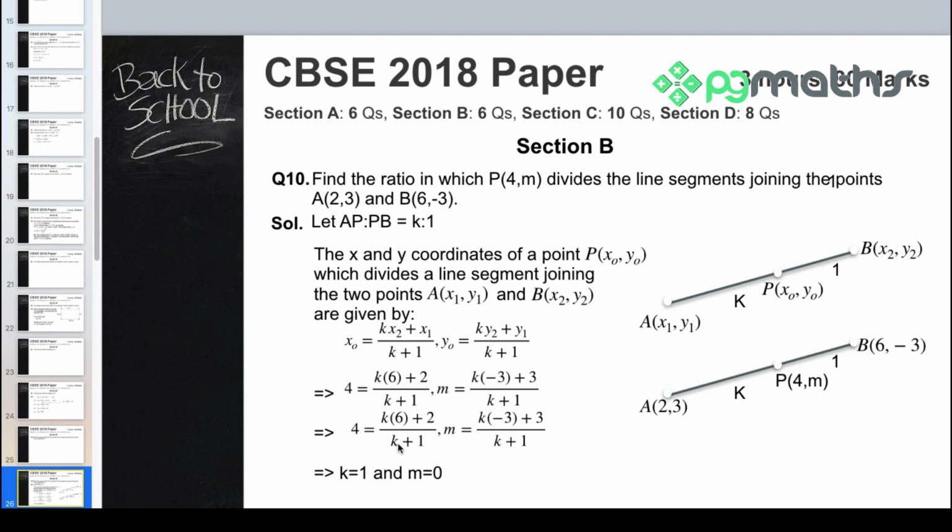You can see if this satisfies the equation. If you put k equals 1 here, what do you get? 6 plus 2, 8 divided by 2, 4. We are right. Then what would be the m? If k is 1, since this is minus 3 plus 3, it is 0. Yes, our solution is right.